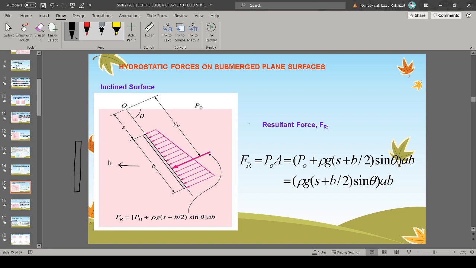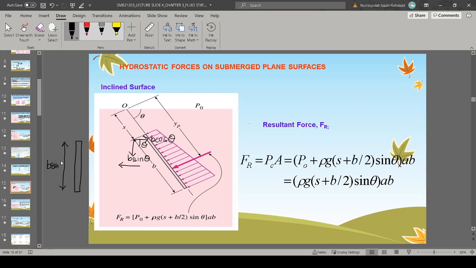We know that b is the length, but now it is vertical, right? So we are going to change this to y and x components. We have this angle here, so that is theta. So for the x component, it will be b cos theta. For the y component, we will get b sin theta. That will be your new height when we transform from inclined to vertical, b sin theta.